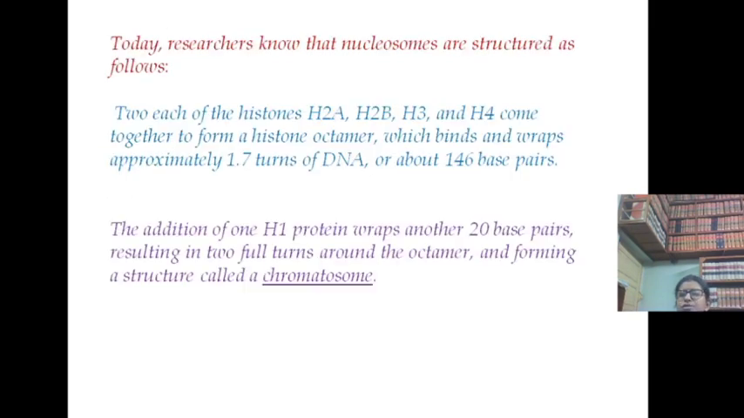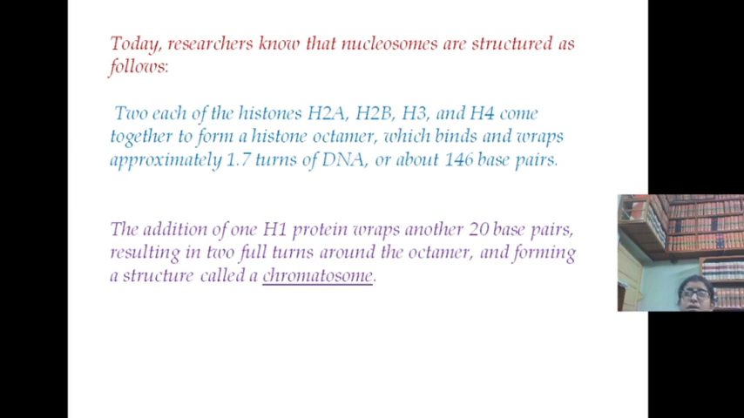Now, today researchers know that nucleosomes are structured as follows. The histones H2A, H2B, H3 and H4 come together to form a histone octamer, which binds and wraps approximately 1.7 turns of DNA, that is 146 base pairs. The addition of one H1 protein wraps another 20 base pairs. How many base pairs do you have now? 166 base pairs, resulting in 2 full turns around the octamer, forming a structure called the chromatosome or nucleosome.